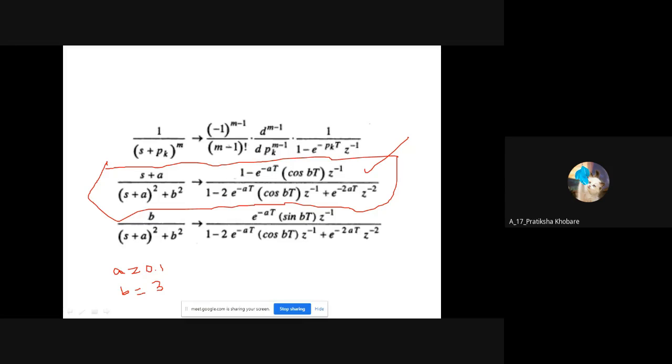सर उस फॉर्मूला में z raised to -2 है क्या, z raised to -1? Z raised to -2 है मैडम, because it is a second order equation ना, तो -2 आएगा. Let me read it. 1 minus e power minus aT cos bT z inverse है पहला वाला numerator term, ठीक है. And in the denominator we have 1 minus 2 e power minus aT cos bT z inverse plus e power minus 2aT z power minus 2.